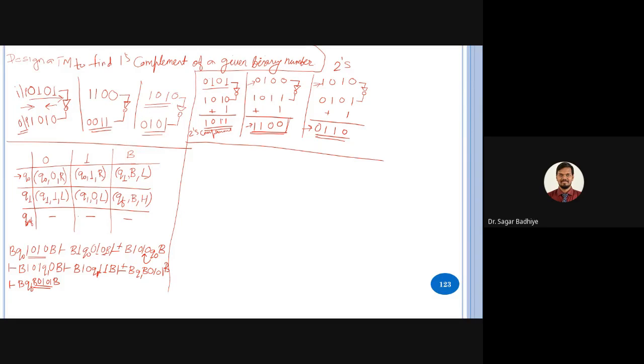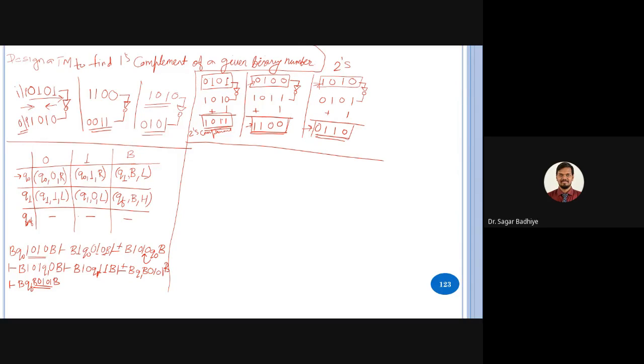How could you design a Turing machine for this purpose? Can you identify a common thing from this by looking at the input and the output? Can you identify a logic? Just observe these two things. This is the input and this is the output. What is common in this?